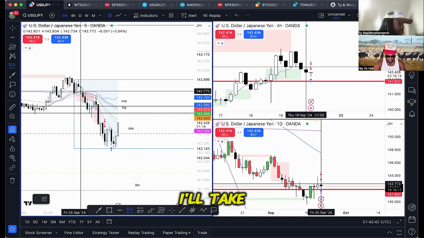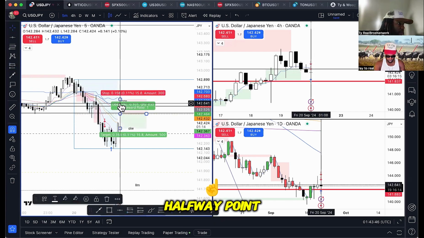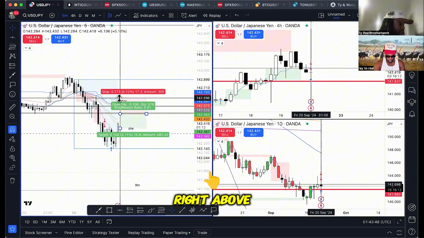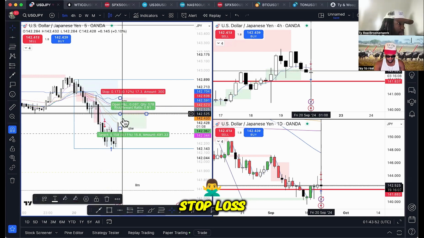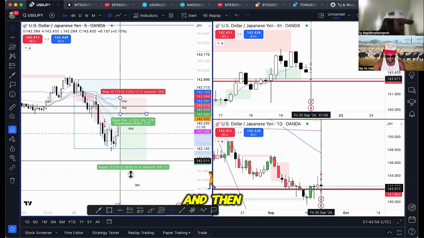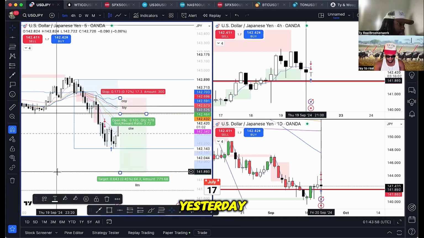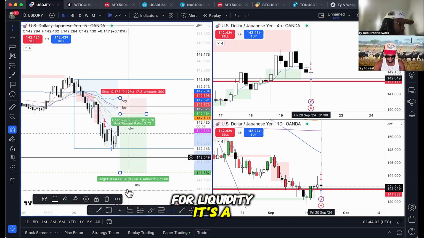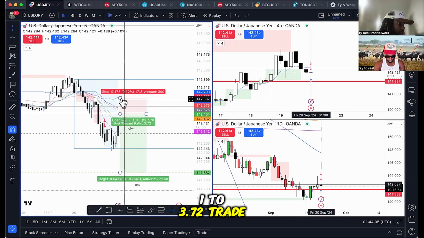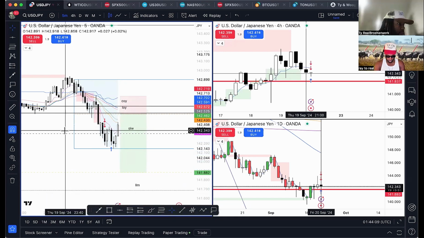So I'll come in, I'll take a trade. I'll set my entry right here on the halfway point, right above the top liquidity box. I'll set my stop loss, and then I'll come down to this yellow line right here, which indicates the low of yesterday. So I expect them to take out the low from yesterday for liquidity. It's a 1 to 3.72 trade. I can even come up a little more just to make it more secure.